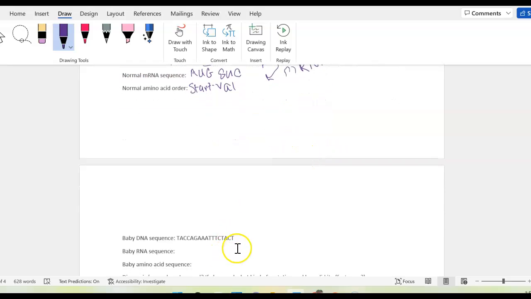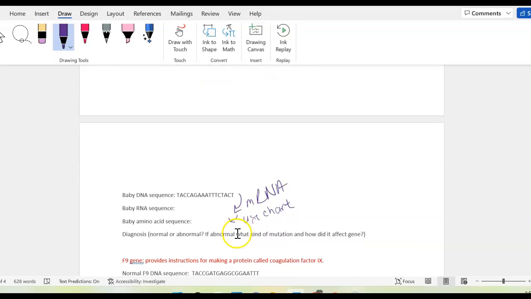Now you're going to do the same thing, but with your baby's DNA sequence. We were able to take a blood sample, again through an amniocentesis, and get the sequence of the F8 gene of your child. So you're going to, again, make a messenger RNA, use the chart to put the amino acids in place, and look for errors.